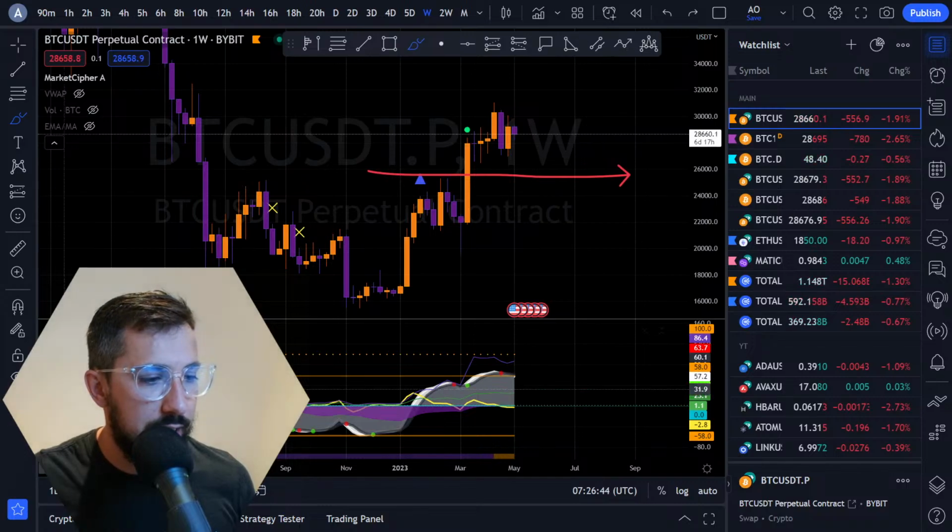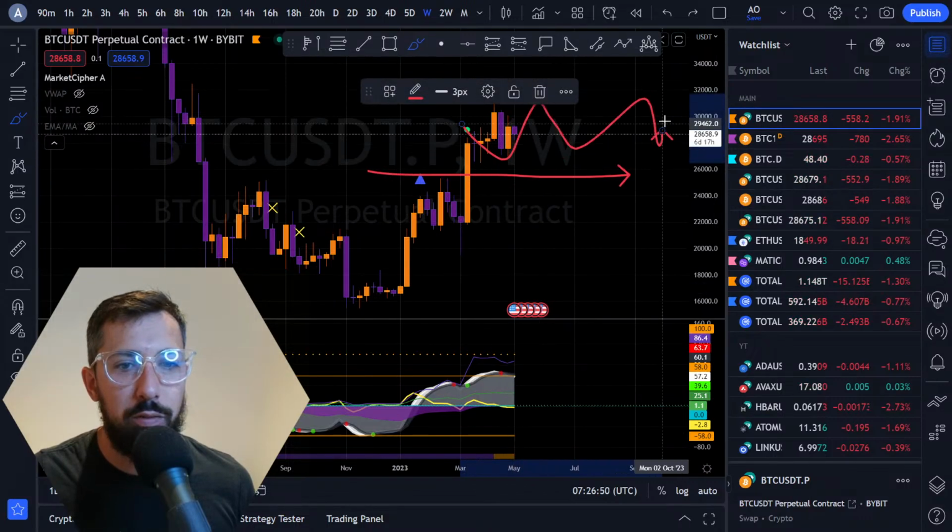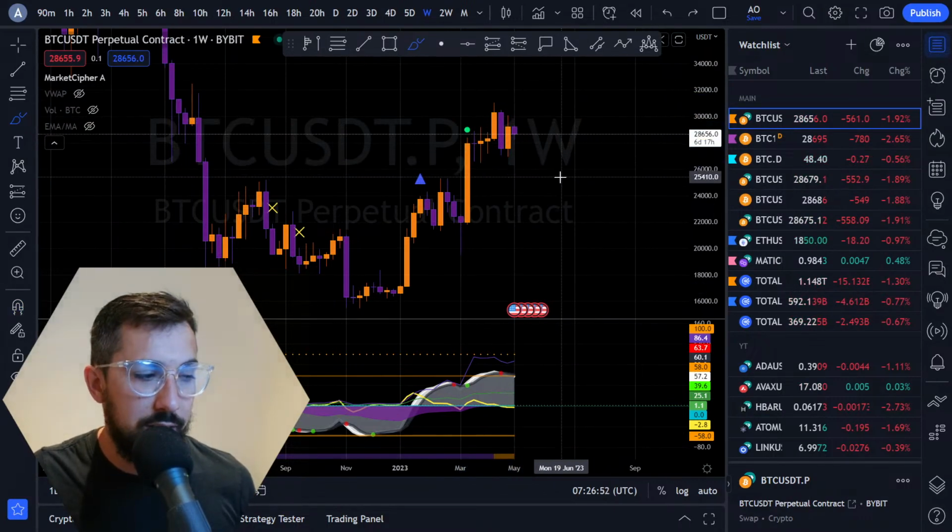Think 28.9 is resistance. Think we're in the mid zone again for my scalps. That's the one. We're going to scalp the ranges.